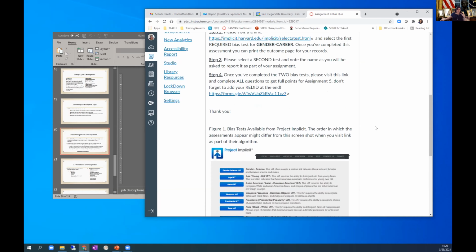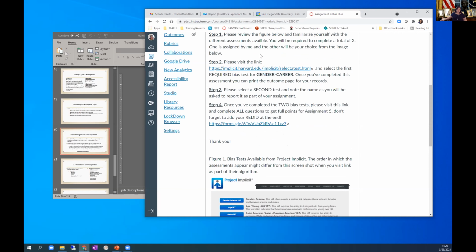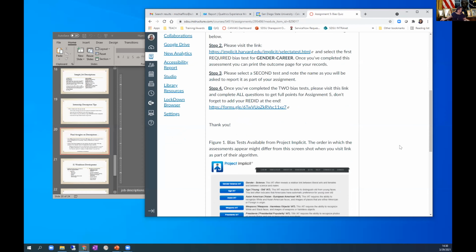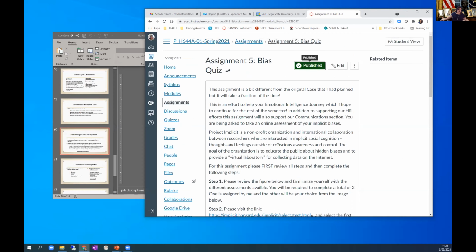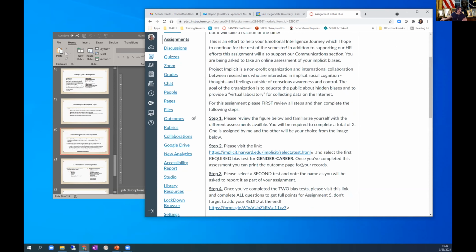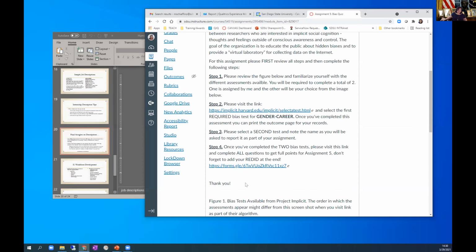So the second one is any one of your choosing. Once you've taken them here at this link, you visit the link, take gender career, and select the second one. Don't forget the name, because once you've completed the 2 bias tests, you have to go here to get credit for this. So it's a pretty easy 100 points. The rubric is completed. Complete my little worksheet. Make sense?